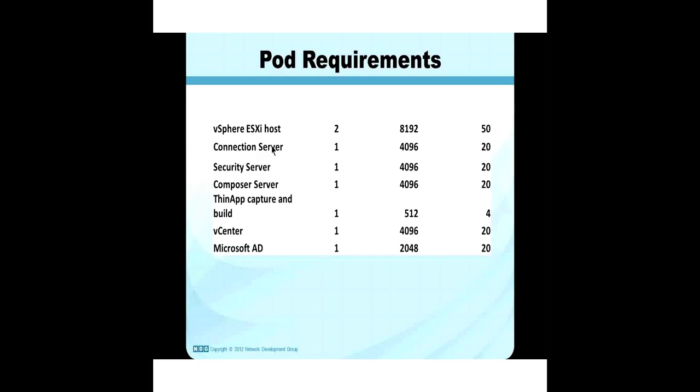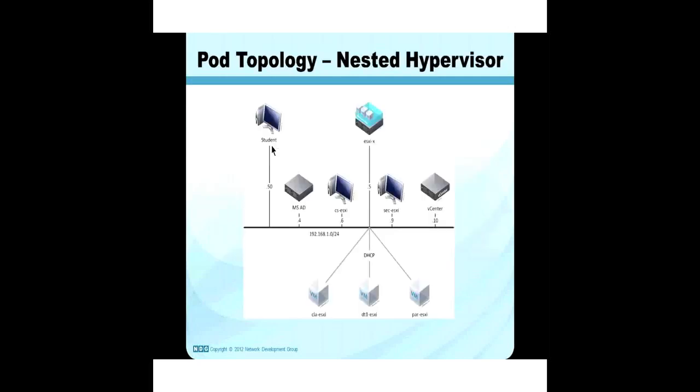Now here's the pod requirements. This is how much storage and RAM you would eat up. Okay? So you need to be thinking about these types of resources. Here's the next topology that will be needed, and this is getting into the nested hypervisors. Does anybody know what I mean by nested hypervisors? Go for it, Rick. It's the VMware ESXi hypervisor running inside a virtual machine on an ESXi server.